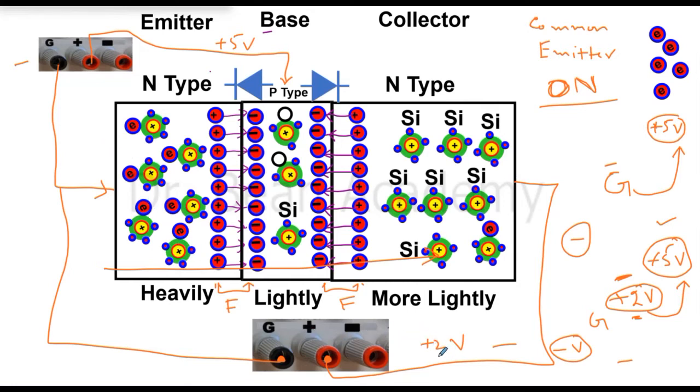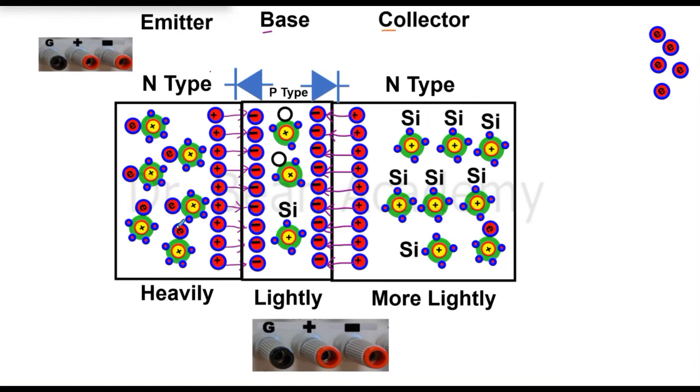Next, I want to set this voltage at plus 5 volts, and I will set the base voltage at plus 2 volts, and then we will see what happens, because it will change something.